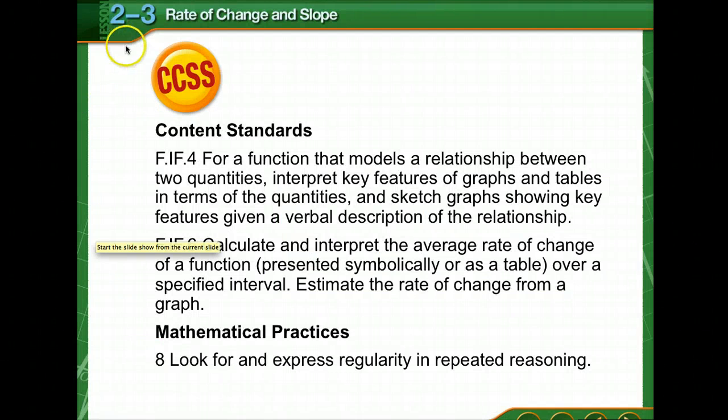Well, today we're going to be discussing Chapter 2, Lesson 3, Rate of Change and Slope. Now, this is something that you've talked about quite a bit before, so this should be a pretty easy lesson for you. These are our content standards today and our mathematical practice, so please pause for just a moment and read those as we move forward.